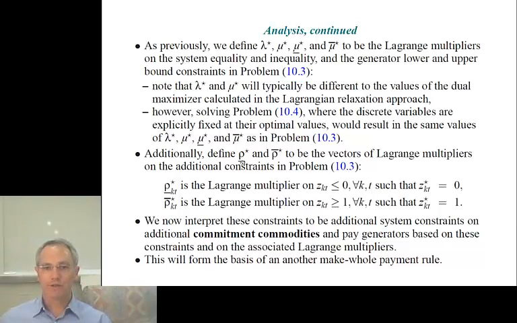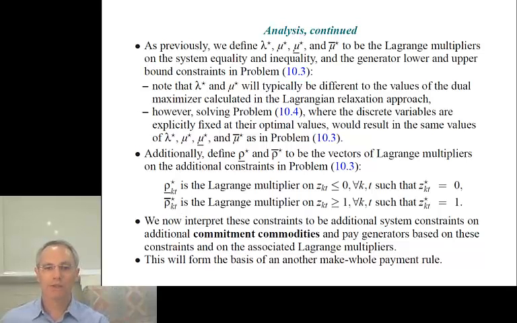Additionally, I'm going to define a couple of extra vectors of Lagrange multipliers. Let me call them rho underline star and rho overline star. Rho underline star kt is going to be the Lagrange multiplier on the zkt less than or equal to 0 constraint. That applies for all kt such that zkt star is 0. Similarly, rho overline kt star is the Lagrange multiplier on the zkt greater than or equal to 1 constraints. Notice that for each k and t, either zkt star is 0 or zkt star is 1. So we only enforce one or the other of these constraints, and correspondingly in these vectors, for each kt, there's only going to be an entry either in rho underline or rho overline. There are some missing entries, in other words.